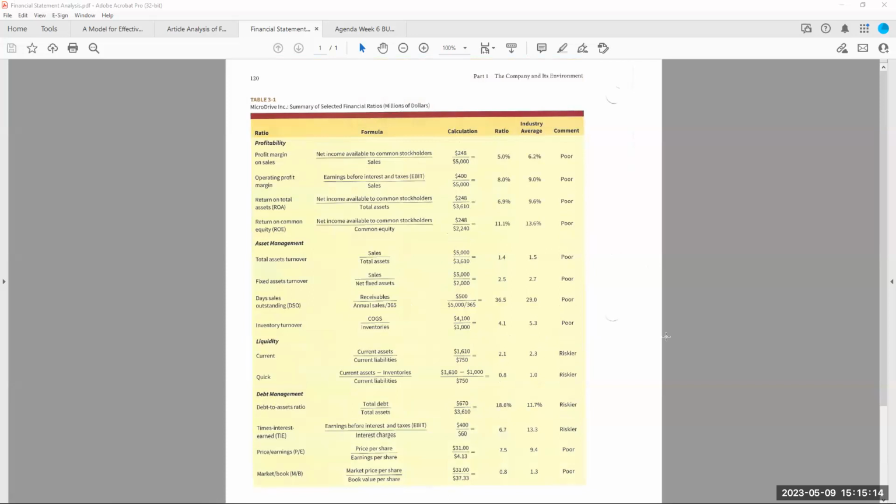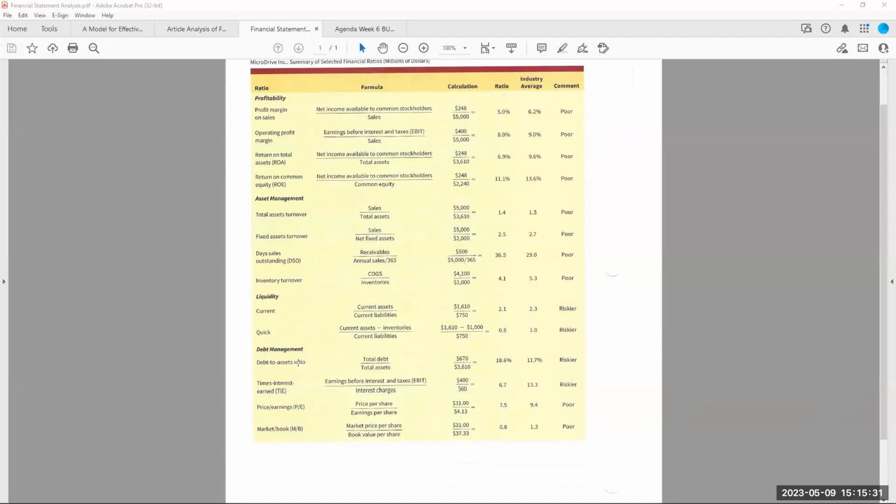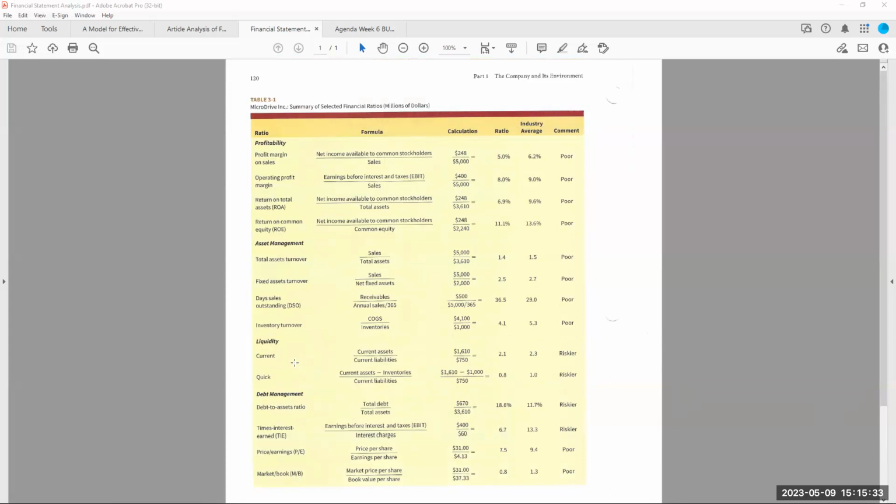Taken from the textbook, it goes through all the key financial statement trend analysis calculations that you need to be familiar with. It's broken down by sections: profitability, asset management, liquidity, debt management. These 4 areas, you're going to be selecting one equation from each one of these 4 and doing the analysis of your company in case number 3.